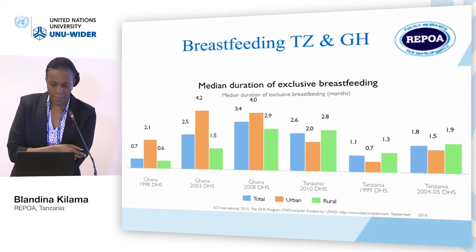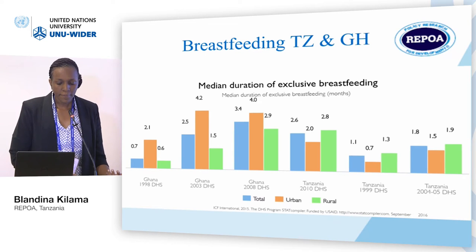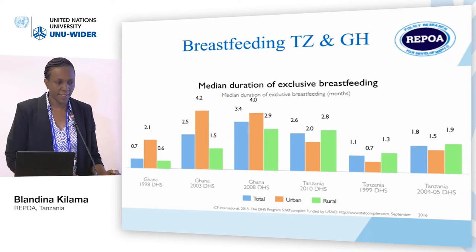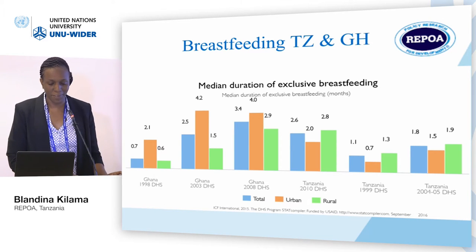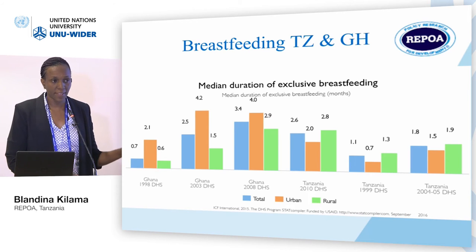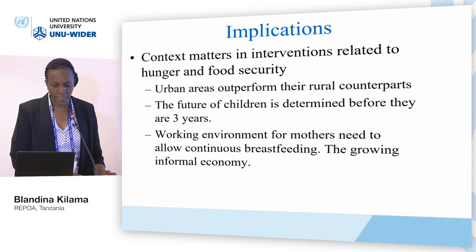So what are the implications of everything that I've said? On the side of stunting and a lot of other indicators, we tend to see that the urban areas do outperform their rural counterpart, with the exception of the breastfeeding that I presented. Again, I also showed that the future of the children is determined before their 3 years. Stunting is something that you would not want to have a lot of your kids with.